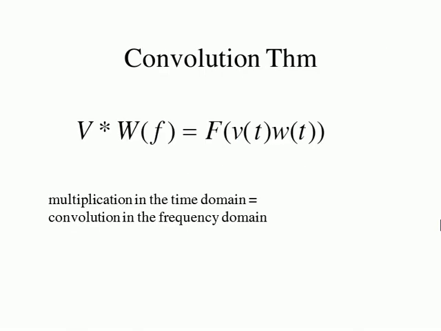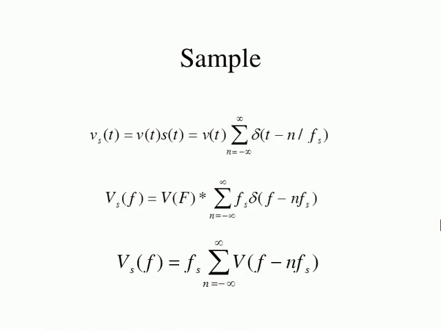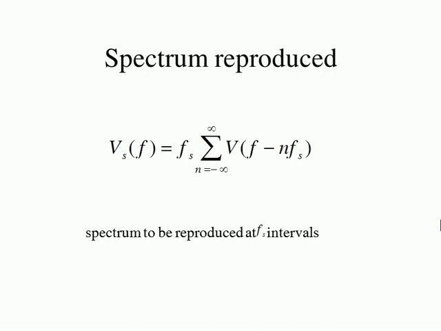And the convolution theorem says that multiplication in the time domain is equal to convolution in the frequency domain. Similarly, for image processing, multiplication in the spatial domain is equal to convolution in the frequency domain. So we got a few things in here that have been proved in the book, and I'm not going to torture you with them. But what happens at the end of the day is you get reproduced spectrum all the way across when you do sampling.